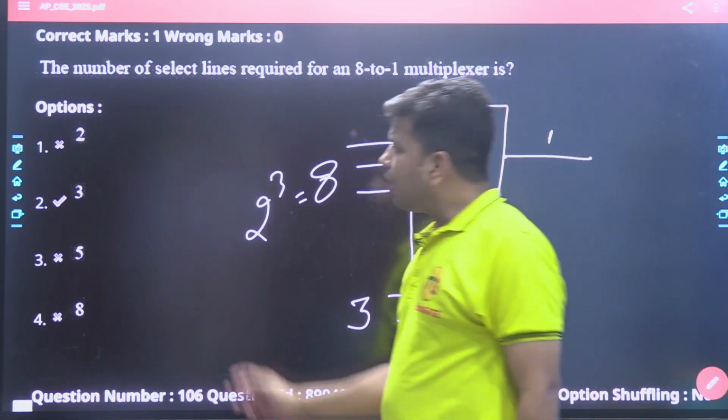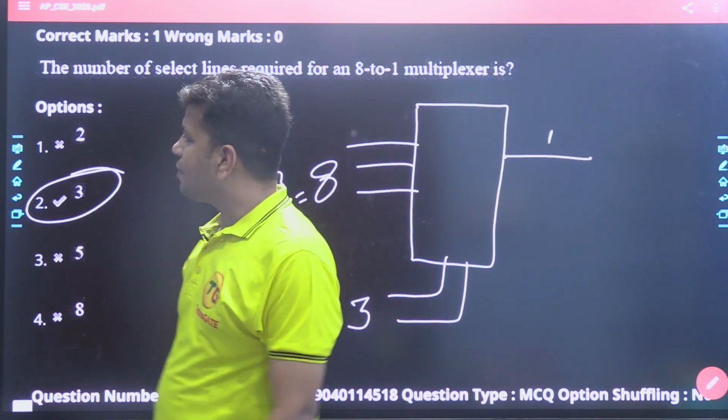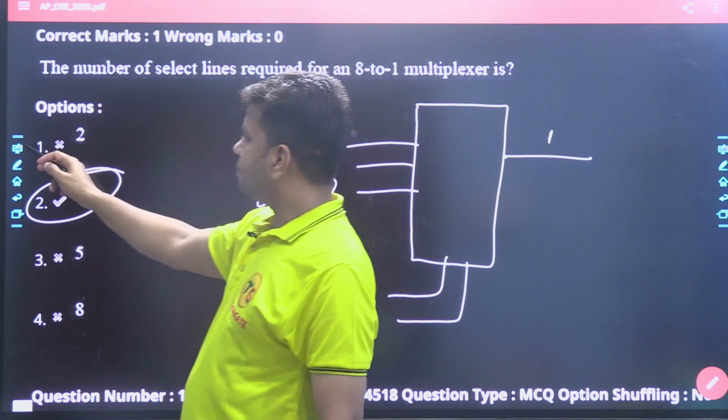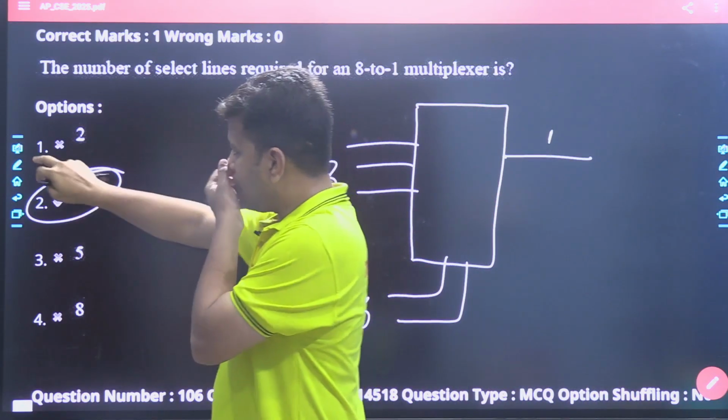So that's why the answer is 3. So 3 is your answer. Are you getting that point? Let's move to the next question.